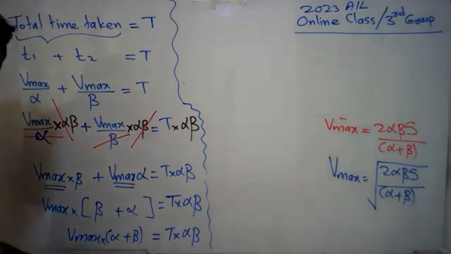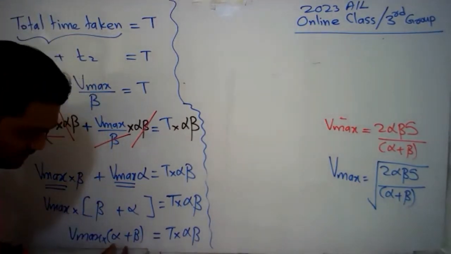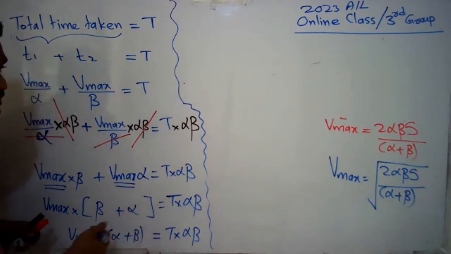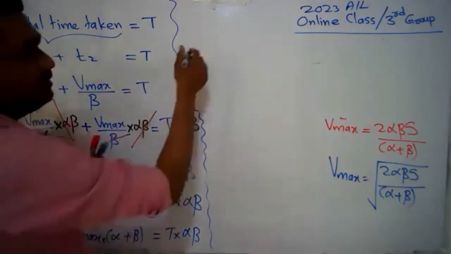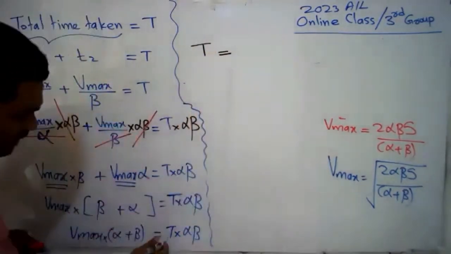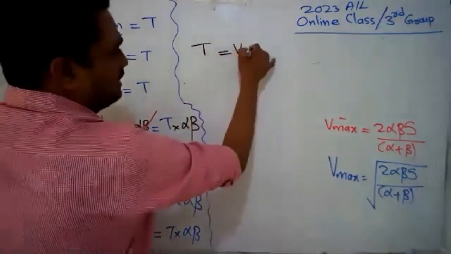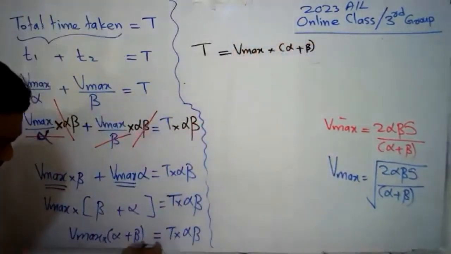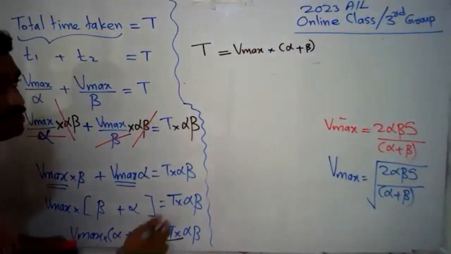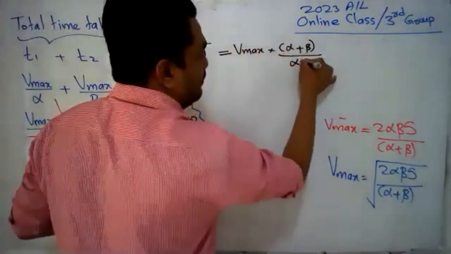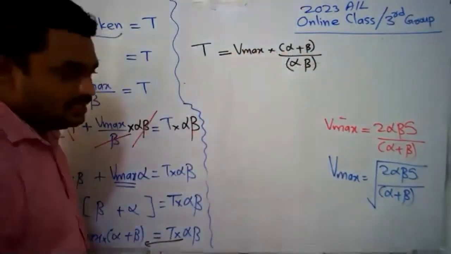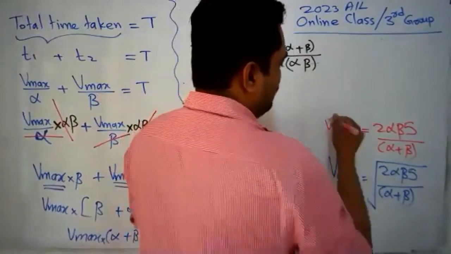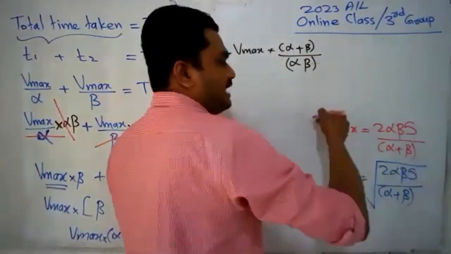I think you have written them. I'll take this alpha beta term to this side, then I can make capital T the subject. So capital T equals V max into alpha plus beta divided by alpha beta, by cross multiplication. So there are two methods to obtain the answer. I would like to use this V max square term.